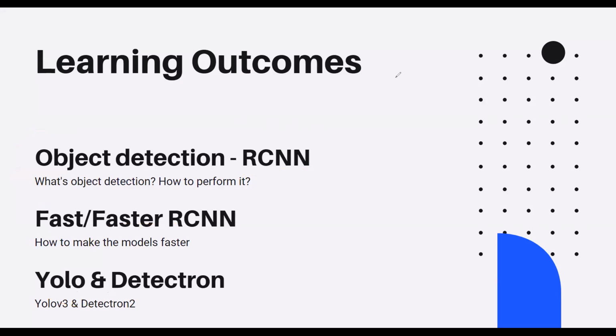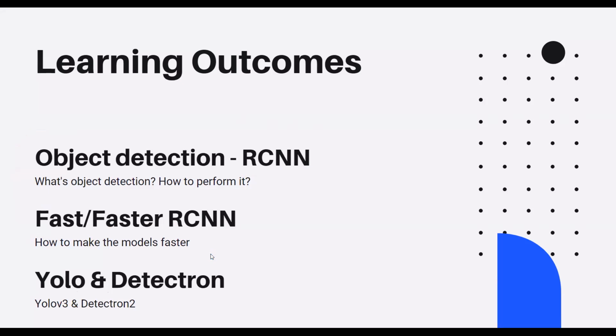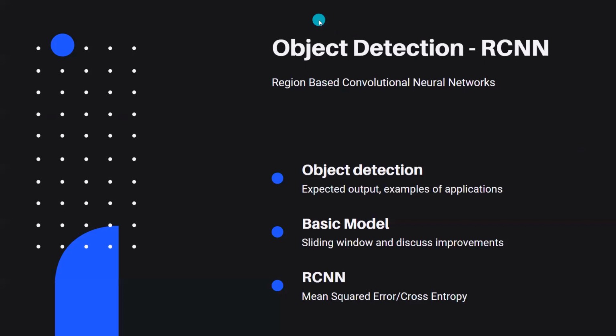So Detectron is, well, if you have at least tried to do some basic object detection task, Detectron should be your first option, right? It's the fastest and the easiest to use.